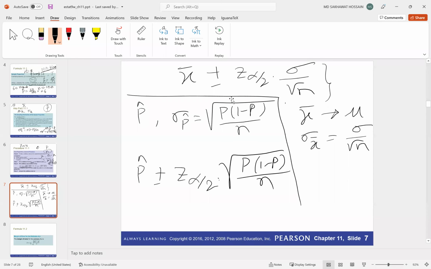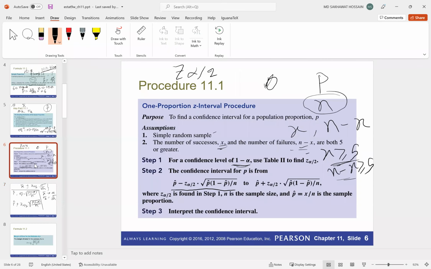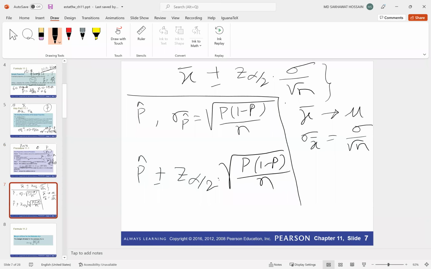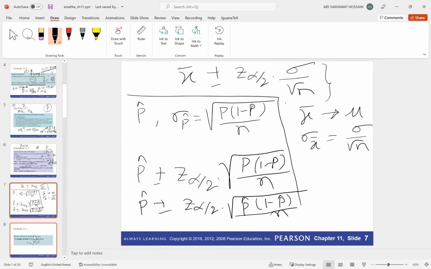Now if you know p, you will use p, but what if you do not know p? In that case, you will use p hat. So it will be p hat plus or minus Z alpha over 2 times the square root of p hat times 1 minus p hat over n. This is the formula you will use to construct the confidence interval for p.